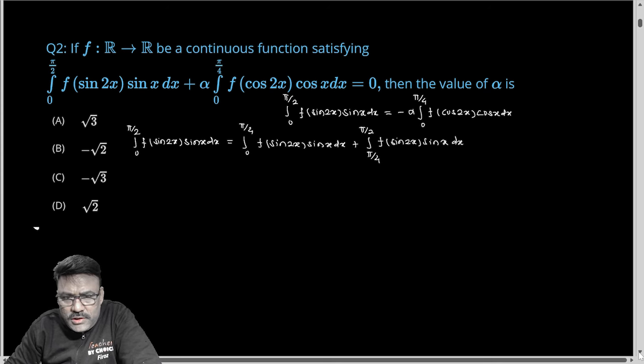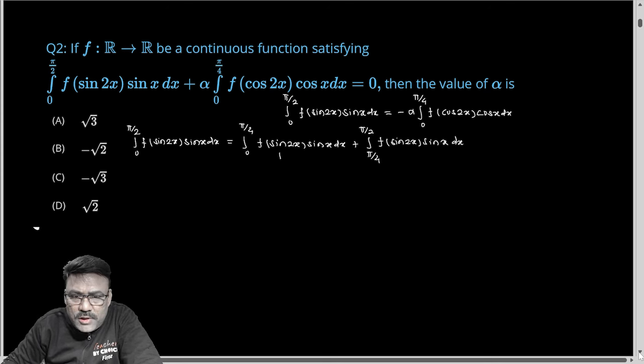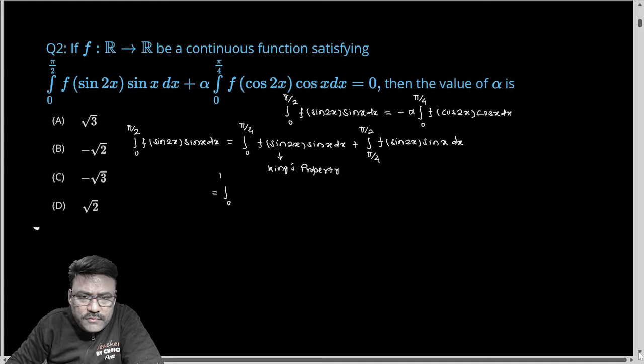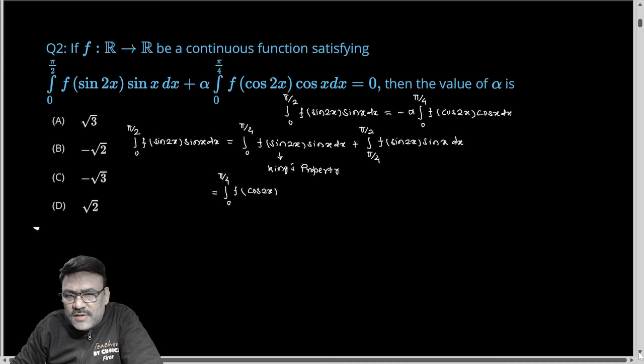Now in this first part, I'm using King's property. So if I use King's property here, it becomes 0 to pi by 4. King's property means you are replacing x with pi by 4 minus x. So when you replace x with pi by 4 minus x, it will become f of, actually sine 2 times pi by 4 minus x, that will become sine pi by 2 minus 2x, which is cos 2x. And then sine pi by 4 minus x dx.